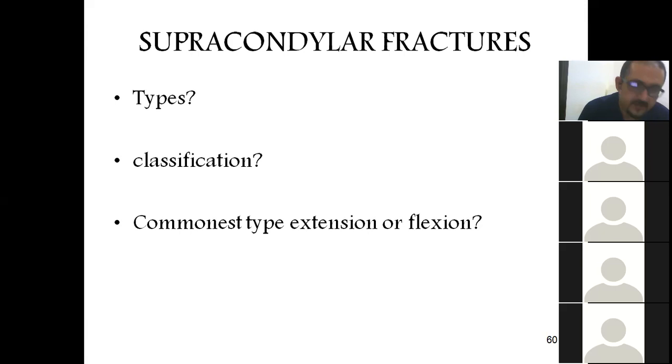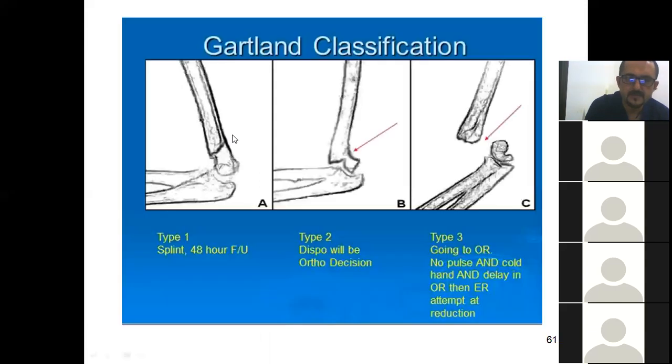How will you classify the extension type? As per the Gartland classification system, which classifies these fractures in three main groups. Type 1 are the undisplaced supracondylar fractures. Type 2 fractures have an intact posterior cortex, they hinge on the posterior cortex, a periosteal hinge. And type 3 fractures are completely displaced. There are type 3A and type 3B, one is posteromedial, the other is posterolateral.